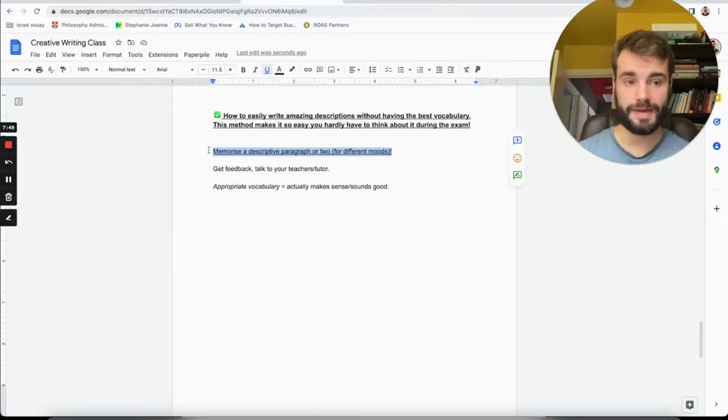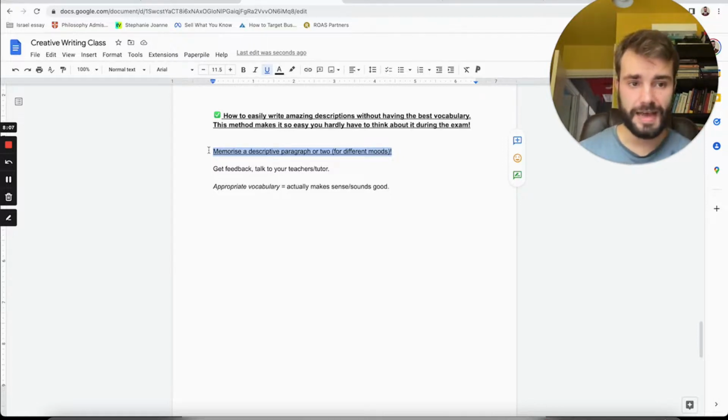Yes. And I recommend doing 2 because you might want different moods, one optimistic and one pessimistic, and you choose which one to use depending on the story you end up writing. Now this paragraph you can really practice and make it almost perfect. You can get feedback on it, you can talk to your teacher or a tutor, and make sure as well you're using good vocabulary in this paragraph.